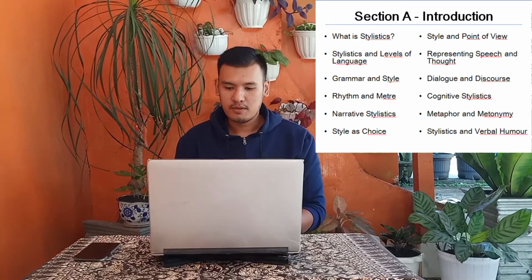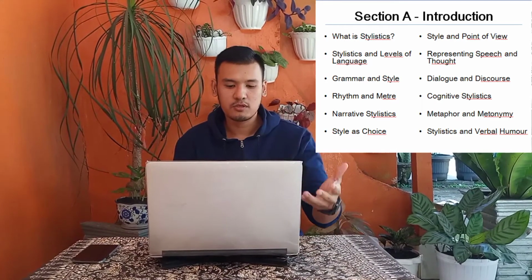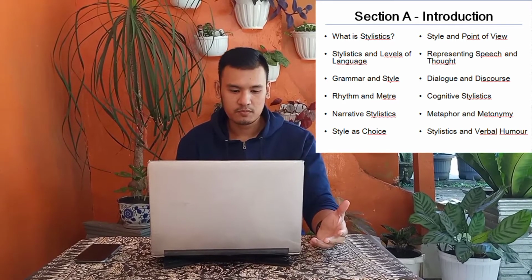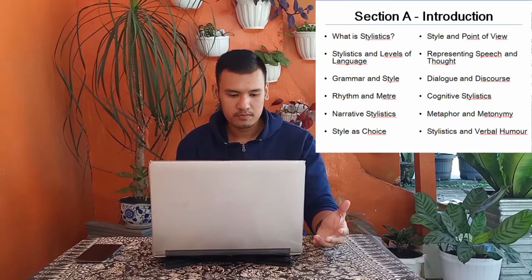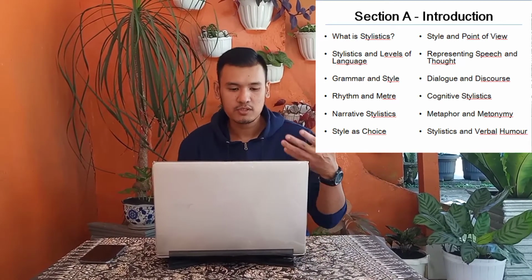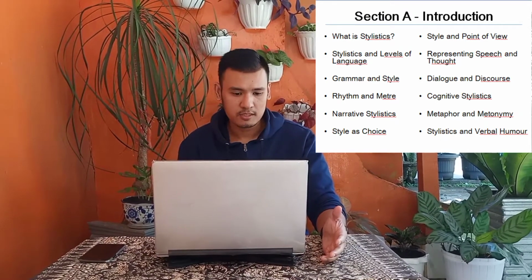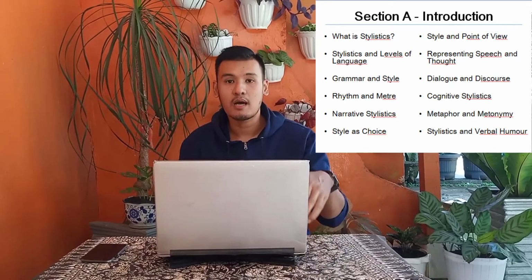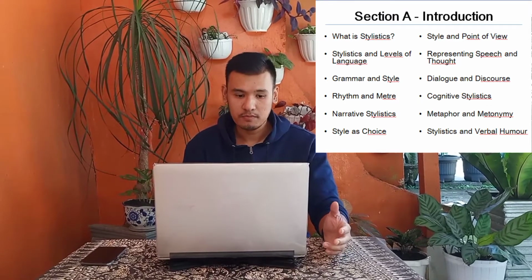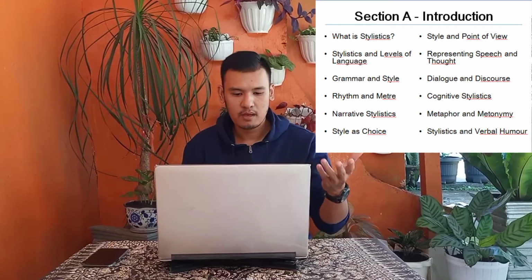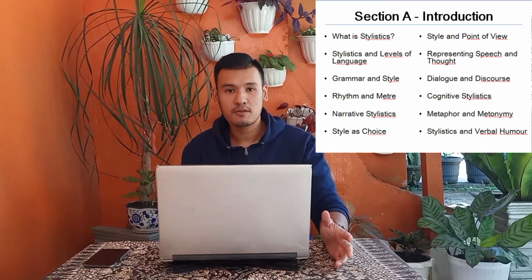And then the third, Grammar and Style. This is about how the expression of rules of grammar refers to prescriptive niceties. And the fourth, Rhythm and Meter. This is about, by definition, literature as written language. And then Narrative Stylistics, and then the sixth, Style as Choice, and then the next is Style and Point of View, about the point of view of stylisticians and narratologists, and then Representing Speech and Thought.